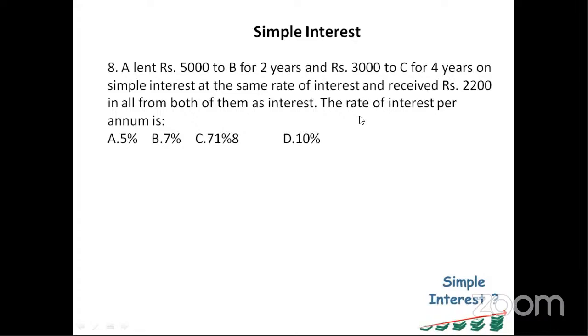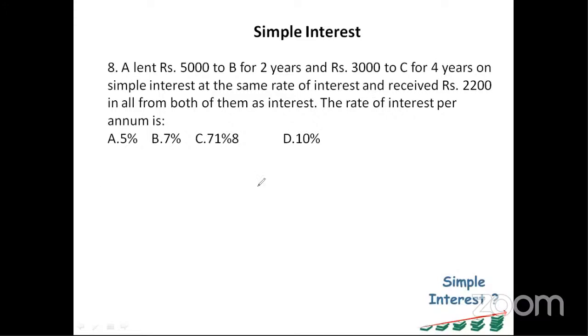A lent rupees 5,000 to B for 2 years and rupees 3,000 to C for 4 years on simple interest at the same rate of interest, and receive rupees 2,200 in all from both of them as interest. The rate of interest per annum. We have to calculate rate of interest here. Okay. So what is happening here?